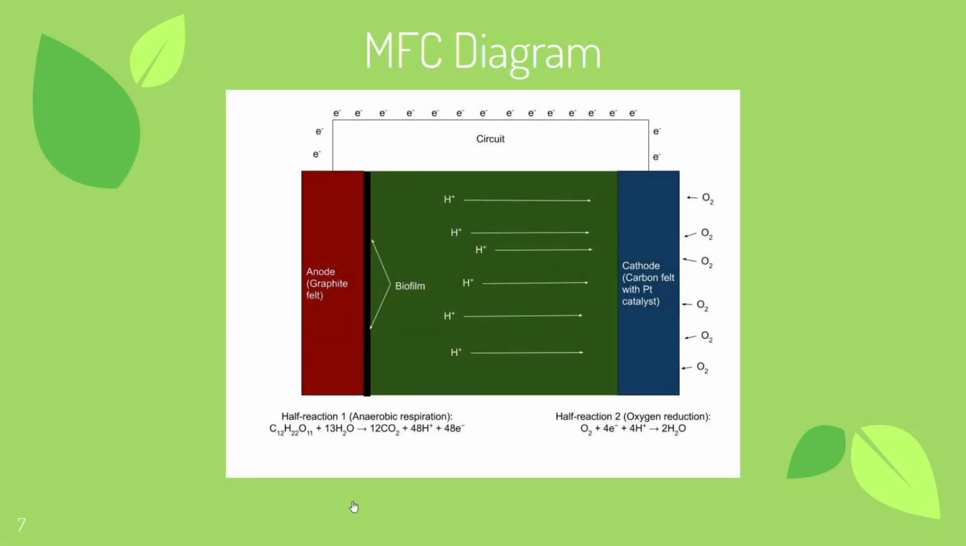Here is a diagram of how an MFC works. The electrons can move from the anode through a circuit and into the cathode. In the cathode, another half reaction occurs. The cathode is facing the air, allowing it to react with the air. Oxygen is reduced using the hydrogen ions and the electrons flowing through the circuit. This is accomplished using the help of a catalyst, such as platinum.